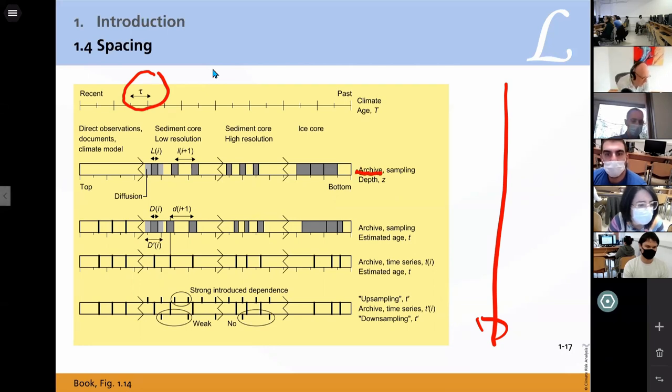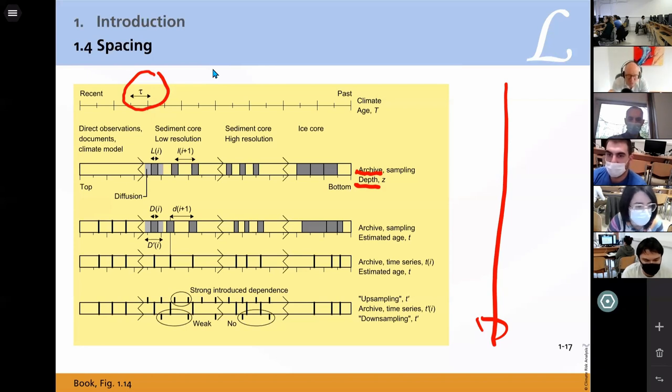Now, we sample the climate using a natural archive, for example, an ice core or a sediment core. That means we are now in the depth domain. We have each 55 centimeters maybe a deuterium value, or each centimeter we have a marine sediment core value. You need some material for your machine, for the mass spectrometer, for the gas chromatograph machine to put it in. Therefore, you can't have a very, very small spacing. You have to have some material.